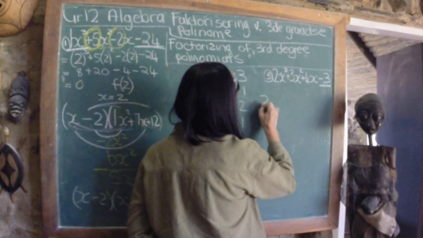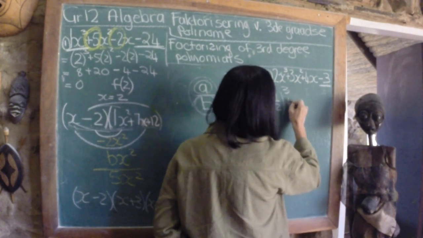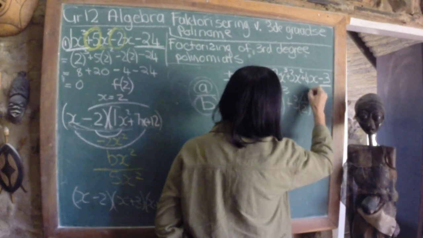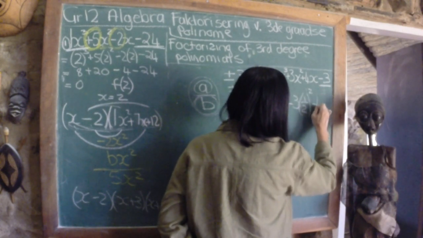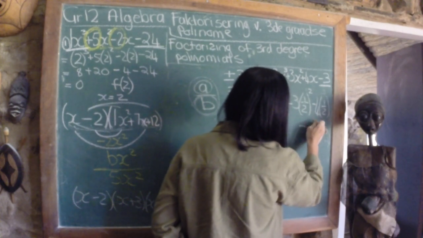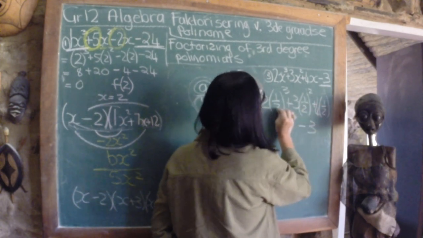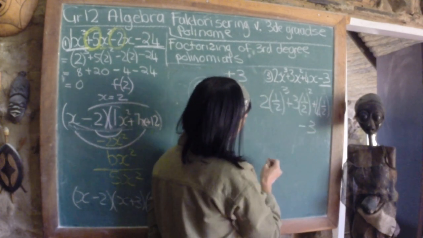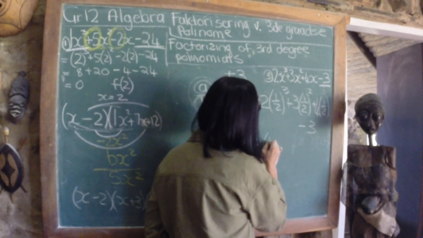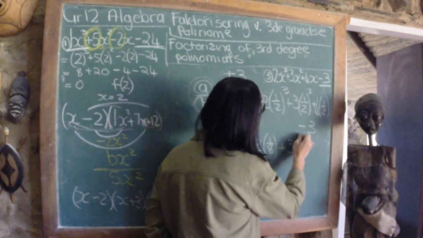So let's substitute a half into the place of x. Okay, it's plus. So it's plus, plus, plus. So it's going to be 2 times 1 on 8 plus 3 times a quarter.